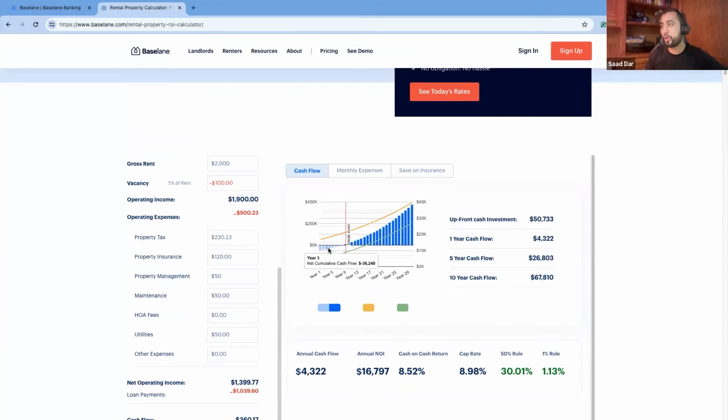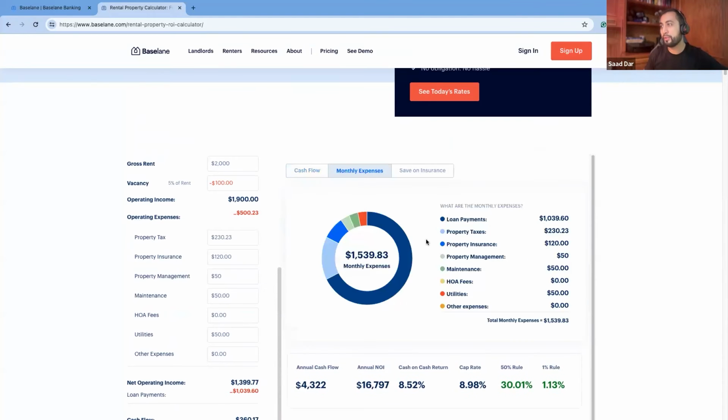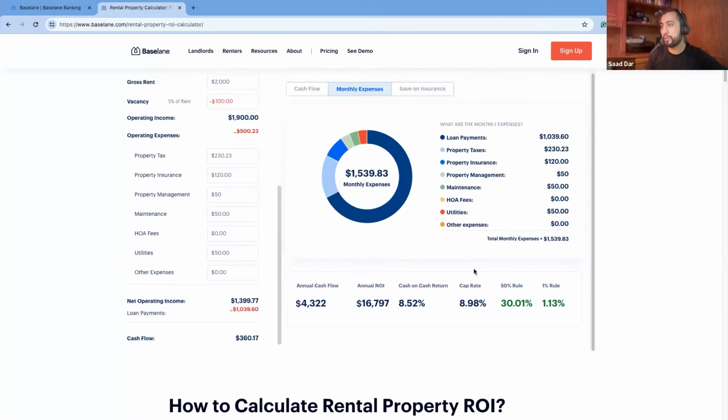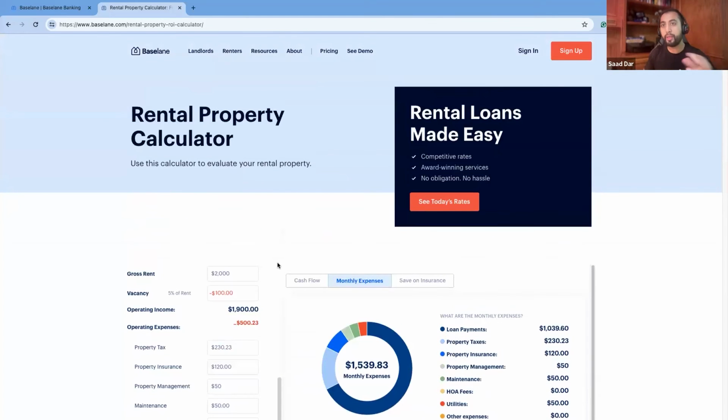And you can see the chart of when you're in the red and when you break even, when you're in the positive. And you can see all your expenses and all that stuff. So this gives you a high-level view of what the deal looks like, and it helps you just understand good or bad before you go deeper and pressure test all your numbers.